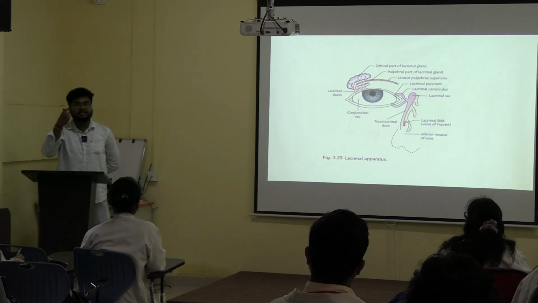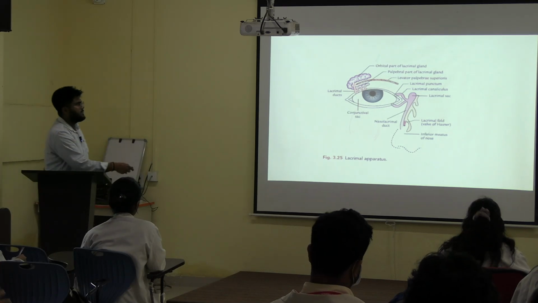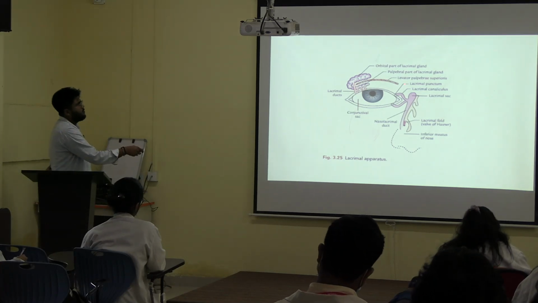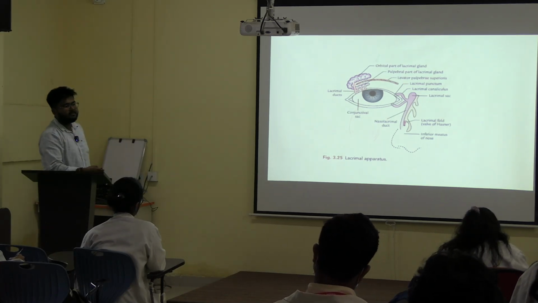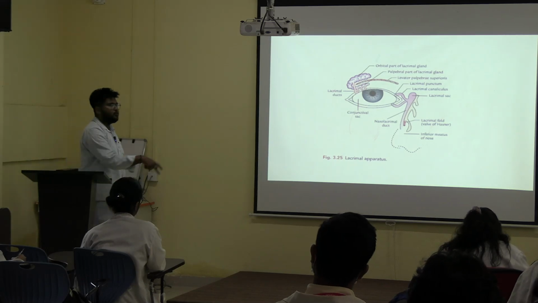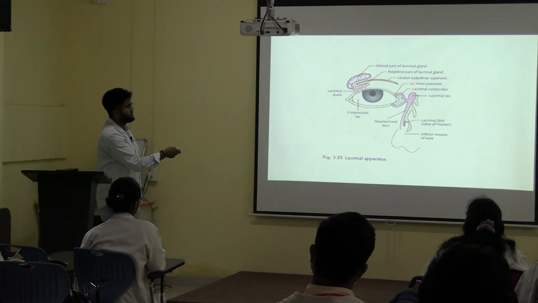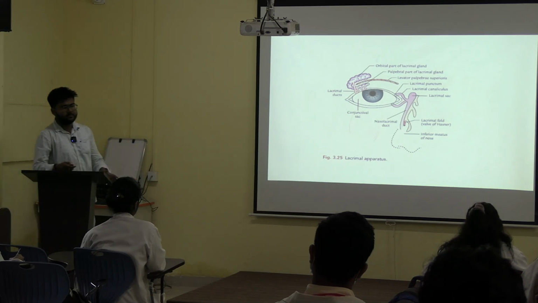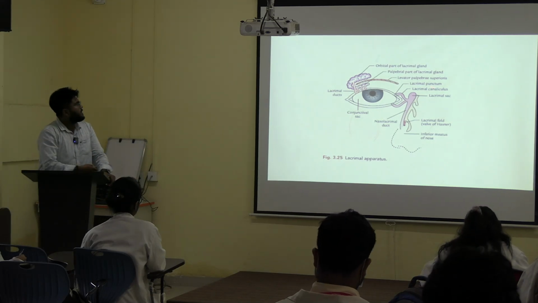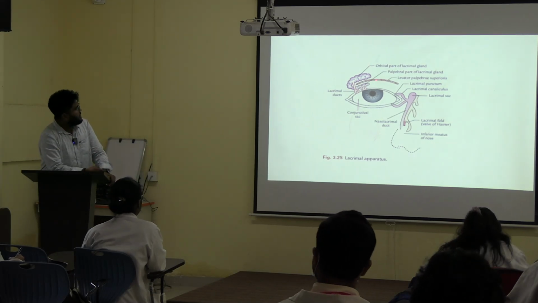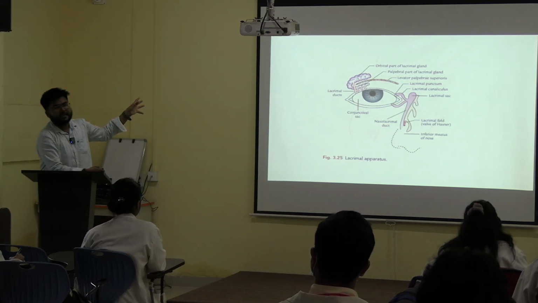Palpebral means the eyelid. Simply remember, it is the presence of a muscle, the levator palpebrae superioris, that divides the gland into two parts, because laterally this muscle is present. Here you can see the orbital part and then the palpebral part. So this is your lacrimal gland.